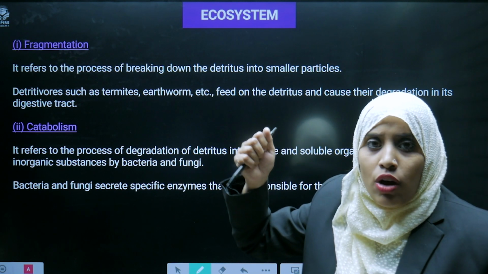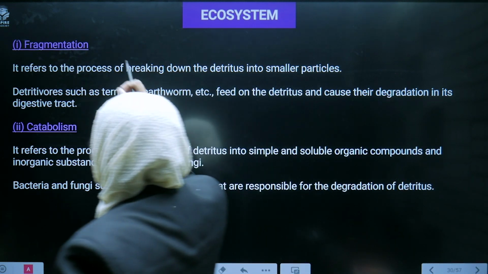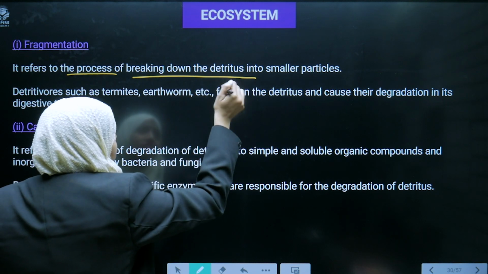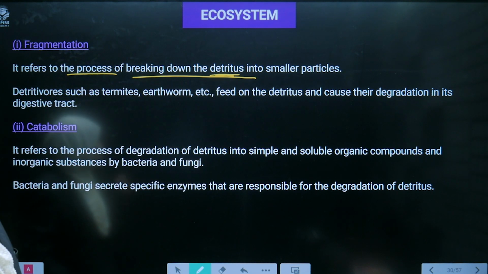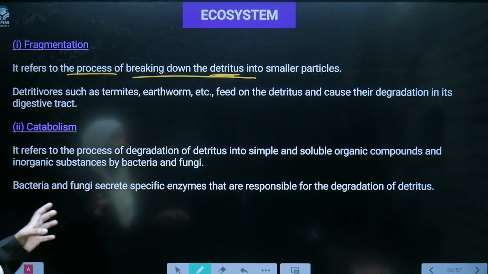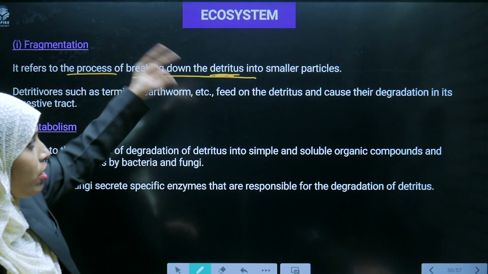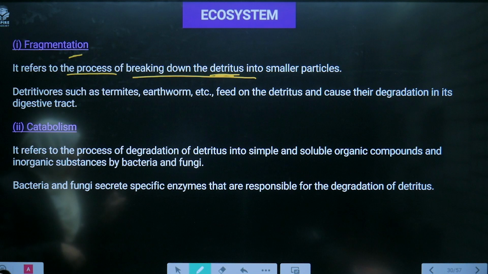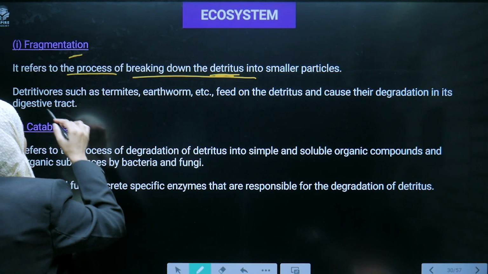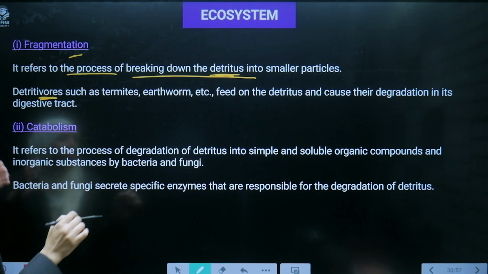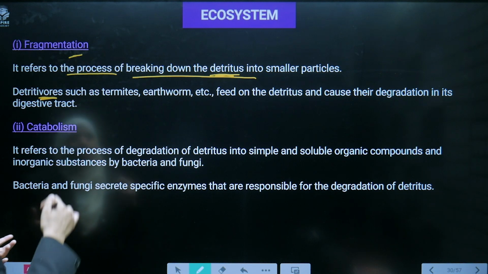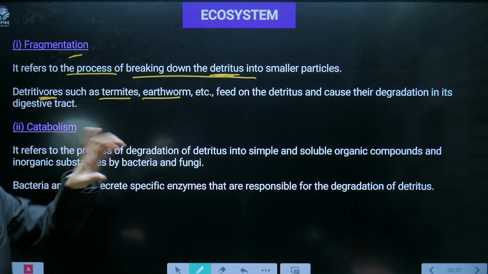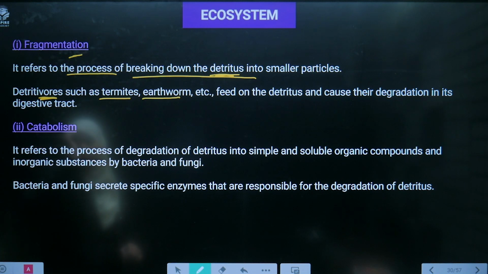Now, what happens in fragmentation? As the name suggests, fragmentation refers to the process of breaking down of the detritus. So what is detritus? Dead plants, dead animals, flowers, the dead parts that remain, okay, the complex parts, converting them into smaller particles, that is fragmentation. And mostly this is done by earthworms, okay, detritivores, which decompose the detritus. So they are termites, earthworms. They feed on the detritus and cause the degradation of the organic material.